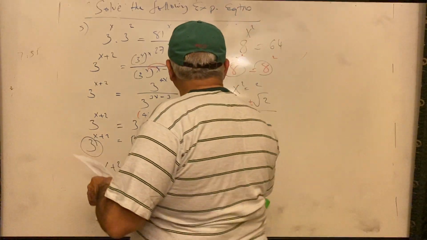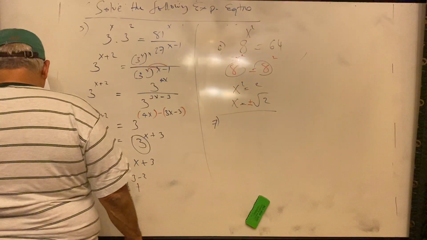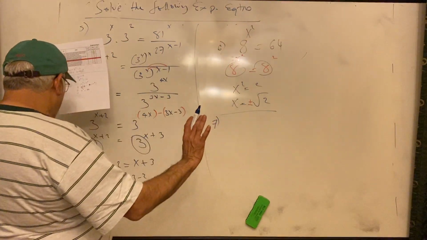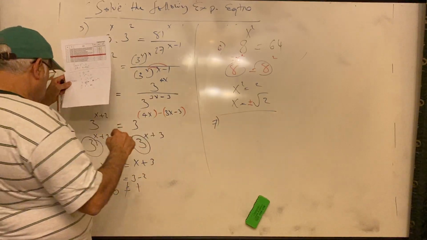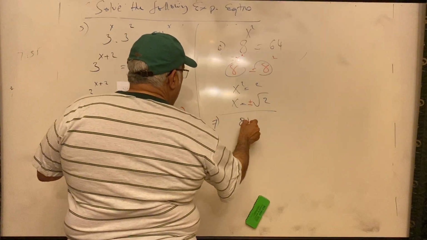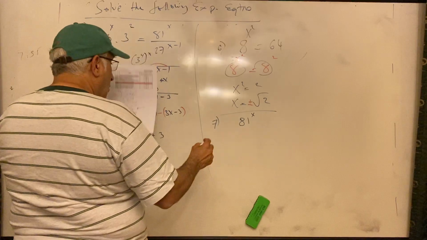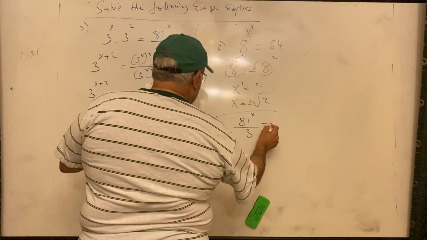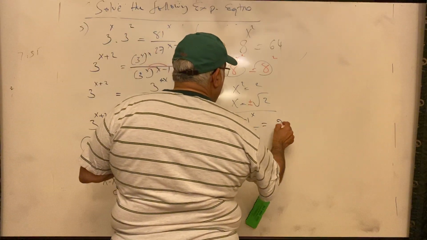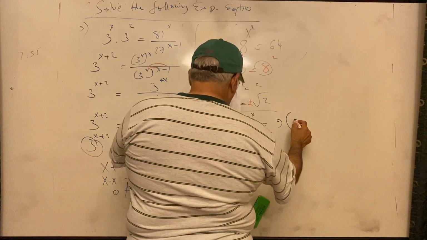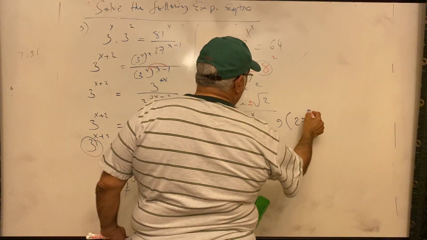How about we take question number 7? Let me find something beautiful. Ah, that's beautiful. No, I know that. So let's take something hard. 81 to the power of x over 3 equals 9 times 27 to the power 3x.